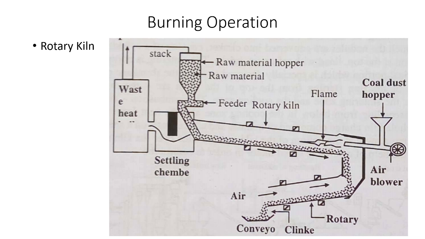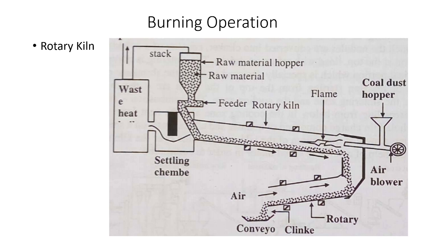The burning operation can be carried out in a kiln, and there are two types of kiln. One is the rotary kiln. The diagram is like this. You can see here the rotary kiln is a long cylindrical furnace. This is the main part of it. Okay, it is made of steel and lined inside with fire brick.